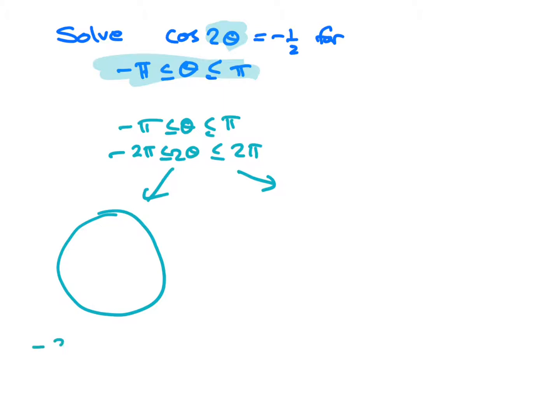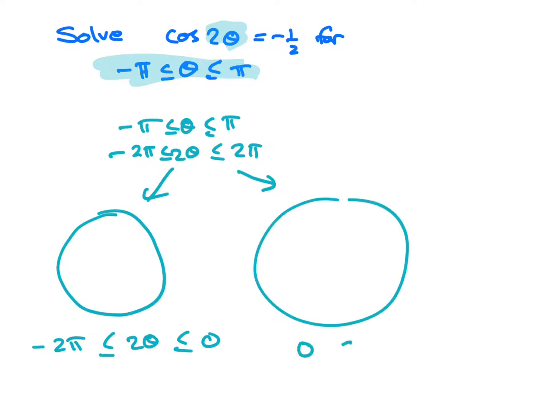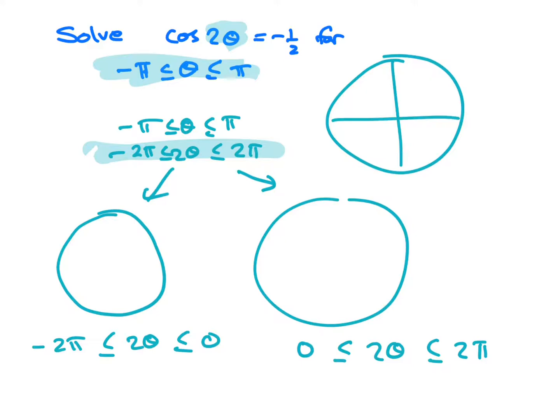So you split it so you go between minus 2 pi and 0 for 2 theta, and you go between 0 and 2 pi. The reason you do this is because when you're considering minus 2 pi to 2 pi, you're going around this side from 0 to 2 pi, and then it also says all the way back to minus 2 pi, so that means going around this way. So if you started at 0, you go 0 to 2 pi that way, and then you go from 0 to minus 2 pi going that way.